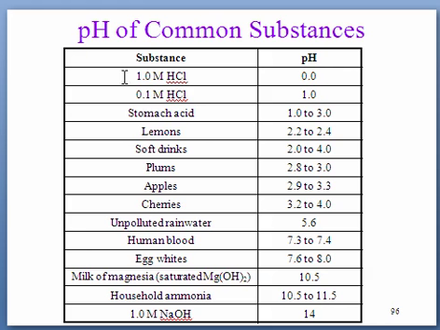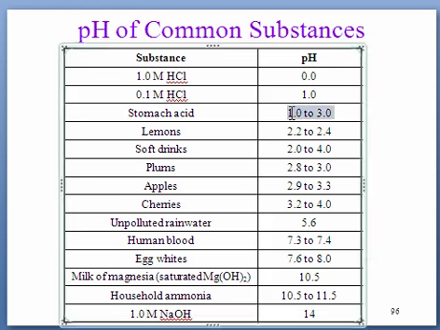And here are some pH values of some common substances. Hydrochloric acid, if it's 1 molar, has a pH of 0, 0.1 molar, a pH of 1. Stomach acid has a pH between 1 to 3. Lemons, 2.2 to 2.4. Soft drinks, 2 to 4. Plums, apples, cherries are all acidic. Most foods are in the acidic range. Unpolluted rainwater is actually acidic.